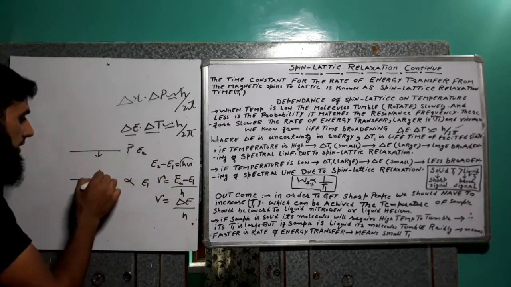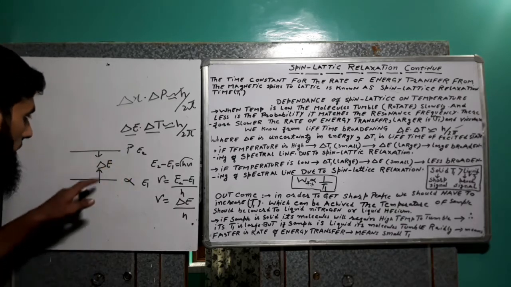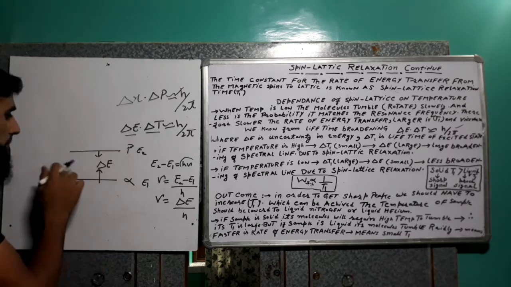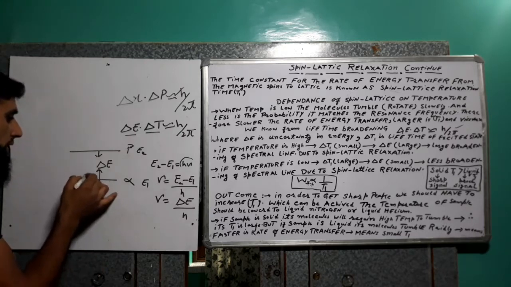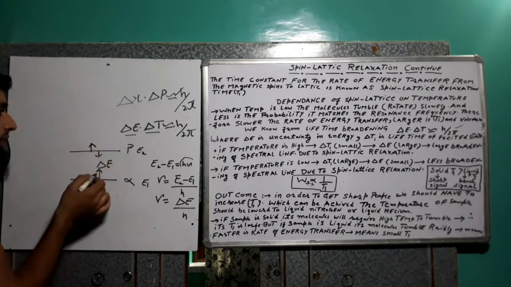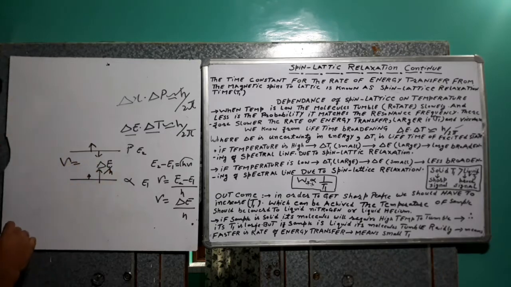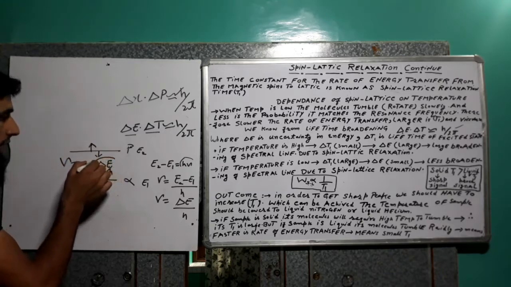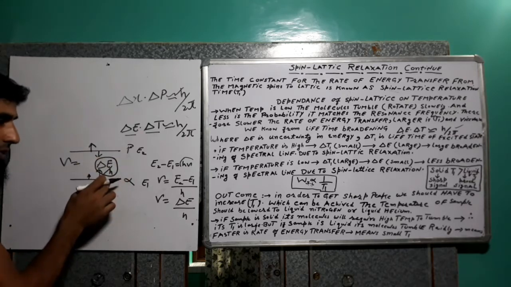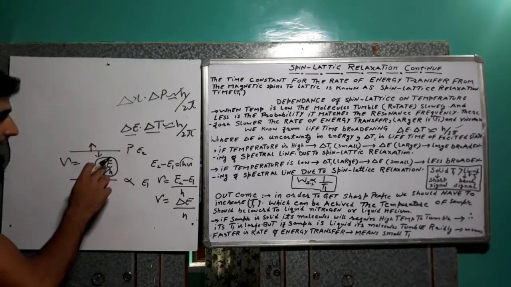Okay, that means this is delta E. That means how much frequency has to be absorbed so that the spin state will go from this state to this state. It is equal to nu is equal to delta E divided by h. Okay, that means we have to shine the sample with that much frequency, then the spin state will go from this state to this state. Okay, this is delta E.